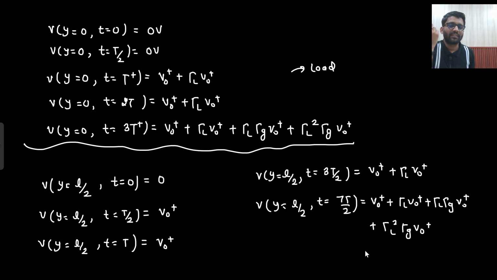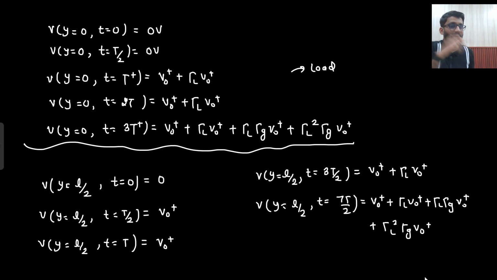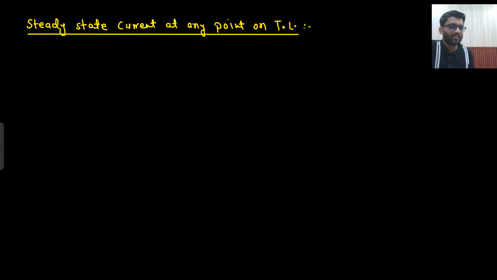At 3T by 2 time, if they are asking what is the voltage at L by 2, then certainly I will have to apply this formula. There is no way around it. But if they are asking at the steady state, then I will do the previous analysis. That's why I taught the previous analysis first, then I am teaching this analysis. So this will be my second priority if they are asking at steady state. But if they are asking at a particular time instant, then I will apply this formula only. Okay. Is that clear to you? All these things are clear.